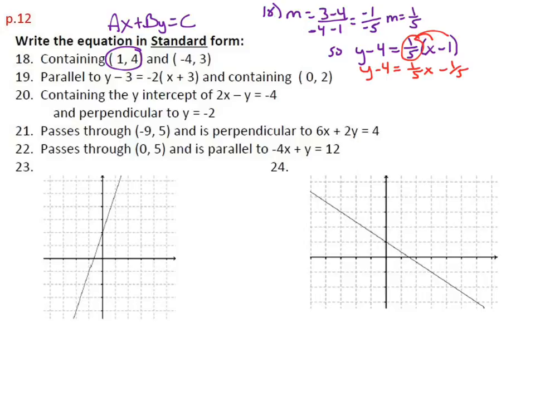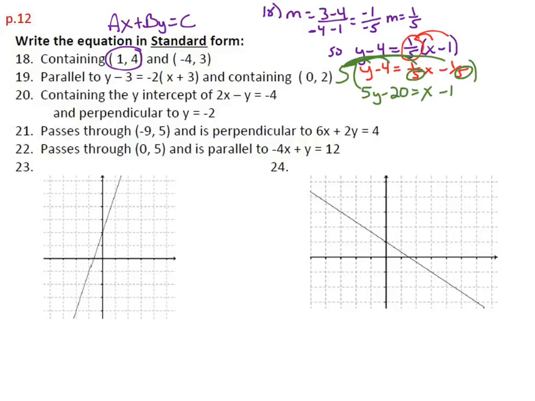So to clear the fractions, remember, if you multiply by the LCD, then you can get rid of the fractions. Well, all we have is 5, so multiply the entire equation by 5. So that means that we're going to have 5y minus 20 is equal to 5 times 1/5. Our fraction is gone, we're just left with x. And 5 times a negative 1/5, we're just left with the negative 1.